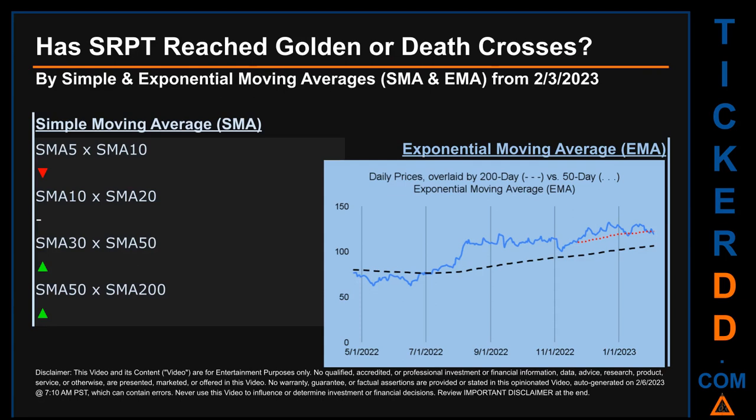Has SRPT price reached golden or death crosses? Golden cross and death cross are basic signals that compare average prices across two specified trade day ranges, a short-term versus a long-term range. For example, 5-day versus 10 trade days. Essentially, a golden cross is a bullish signal. It appears when a ticker's short-term moving average crosses above its long-term average.